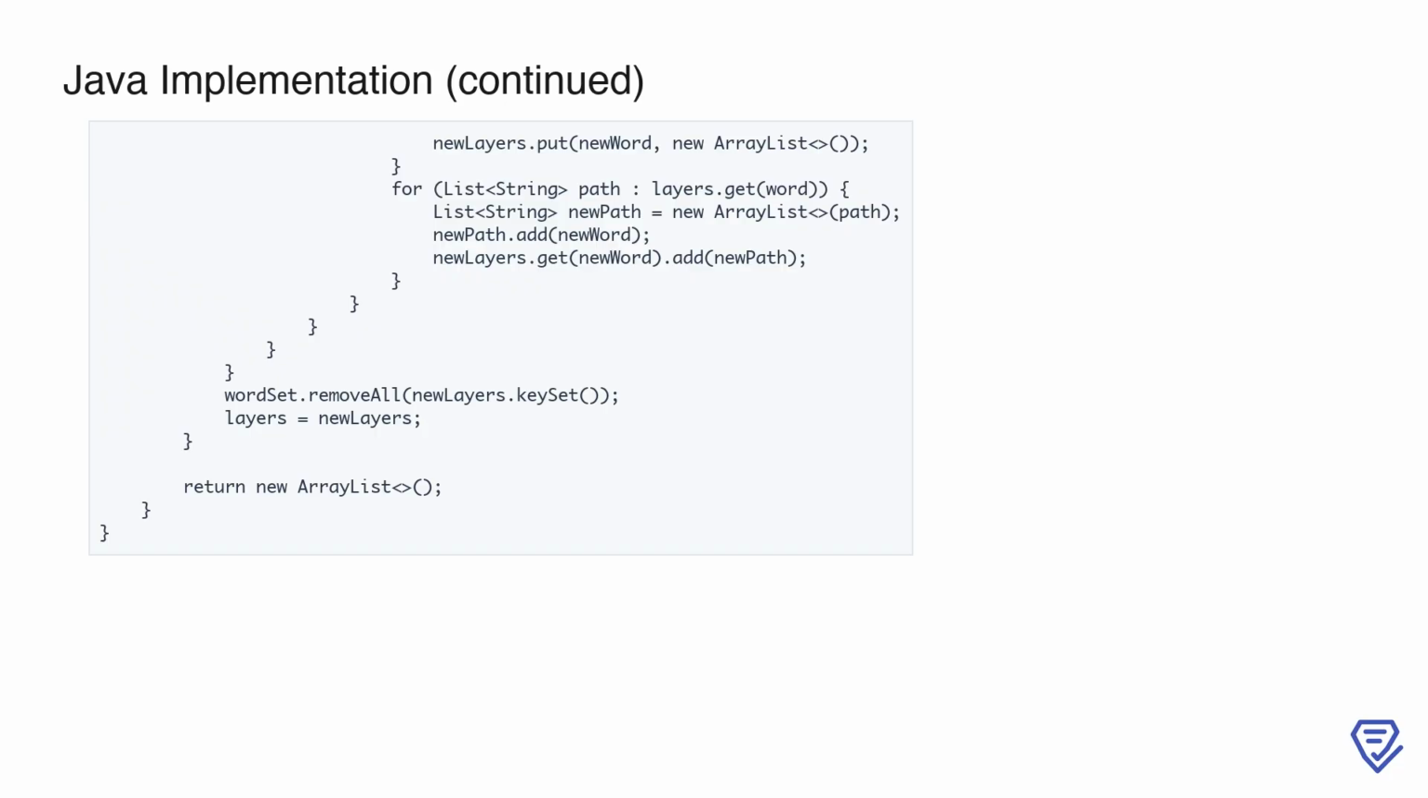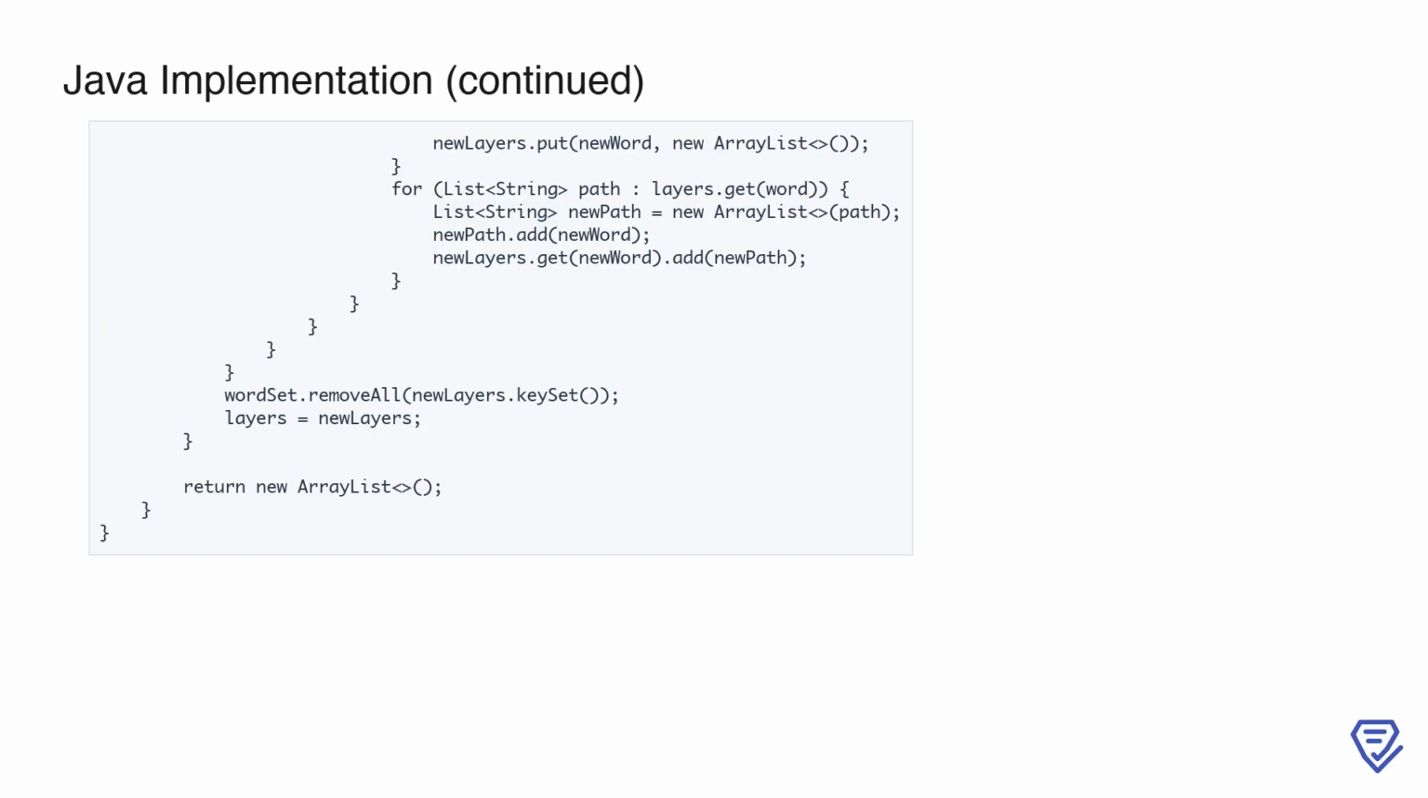Once all transformations for the current word are processed, we continue iterating through the rest of the words in the current layer. After processing all words in a layer, we remove the newly transformed words from the word set to prevent revisiting them, and we update layers to point to newLayers, effectively advancing to the next level of transformations. If the end word is never reached during this process, we exit the loop and return an empty list as no valid transformation sequence exists. This implementation ensures that we explore all shortest transformation sequences efficiently using a breadth-first search approach while maintaining the paths through the layers map.